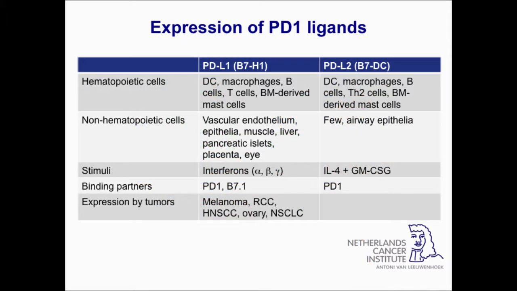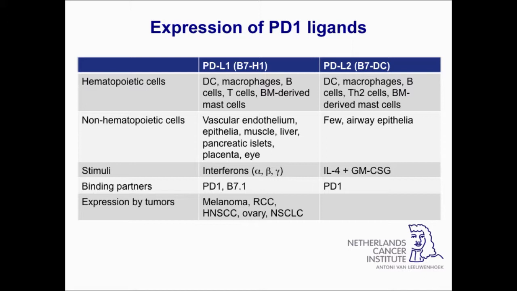So where are PD-L1 and PD-L2 expressed? PD-L1 and PD-L2, also called B7-H1 and B7-DC, are expressed by cells of the immune system, so on hematopoietic cells: DCs, macrophages, B cells, T cells, etc. But also in a lot of non-hematopoietic cells, such as the vascular epithelia, pancreatic islet cells, placenta, and eye. So areas of our body that need to be protected against immune responses.